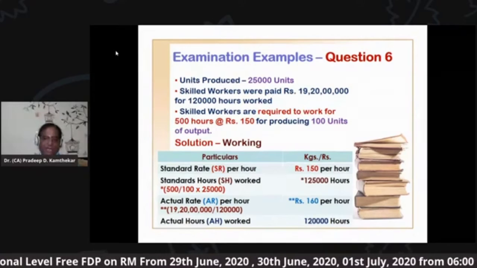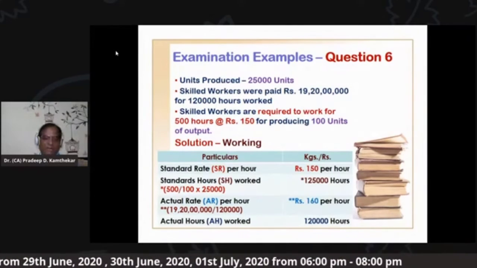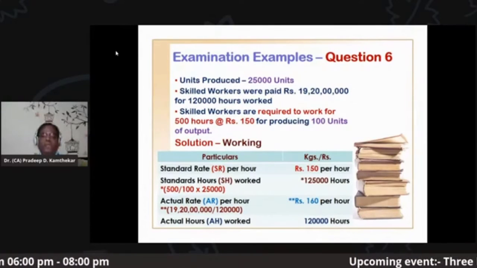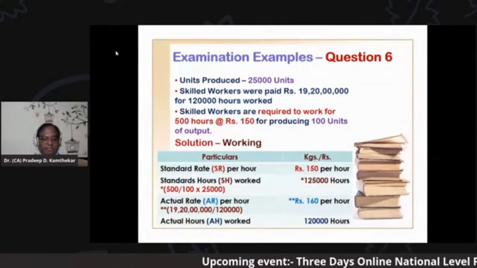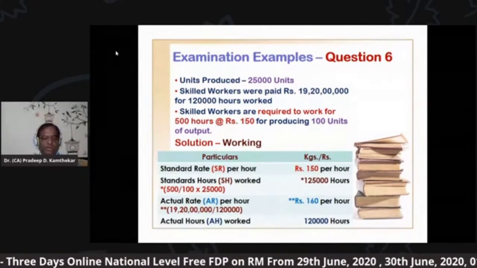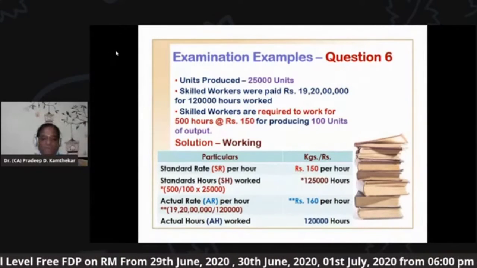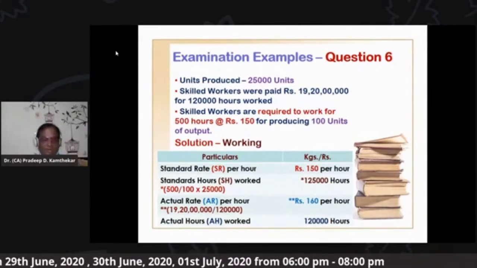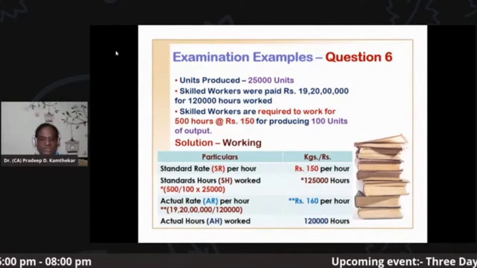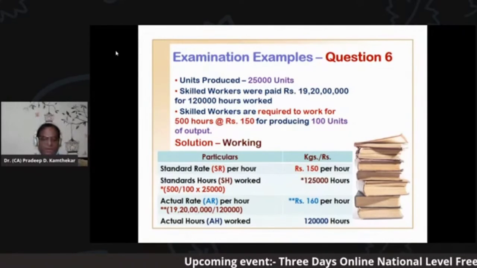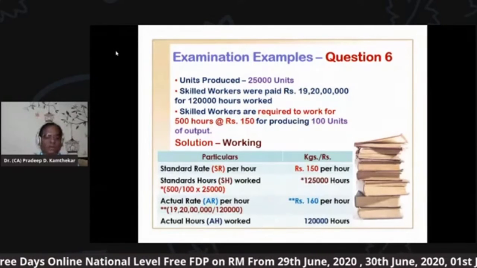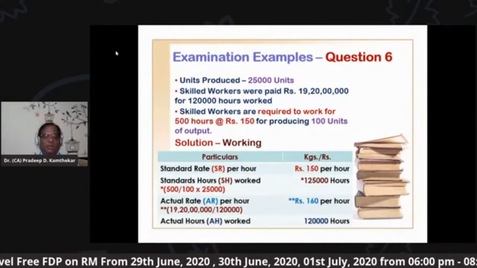So let us calculate for 25,000 units how many hours were required. That I have given you in the second line of the table. If for 100 units 500 hours are required, so 500 divided by 100, so 5 hours are required per unit. So 5 into 25,000, that comes to 1,25,000 hours. So once we have this, standard rate 150 per hour, standard hours 1,25,000 hours, actual rate 160 per hour, and actual hours 1,20,000 hours. Let us put all these in the formulas and we can calculate labor variances.